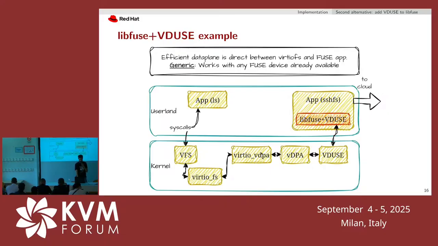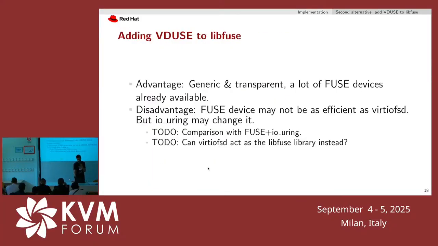All of these modules are involved. As I mentioned, virtiofs to route all the VFS calls, vDPA to expose the vDPA device to the host or to the container, vDPA, vDUSE, and then the library uses vDUSE directly. And the data plane is totally direct between virtiofs and the application. So this has many advantages.